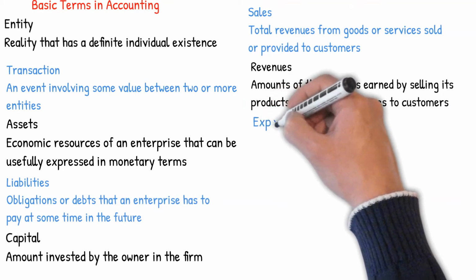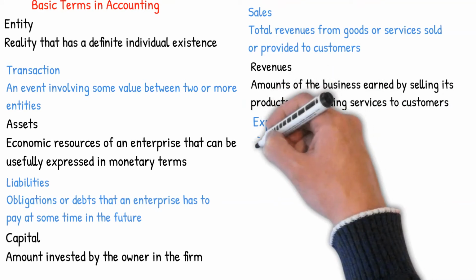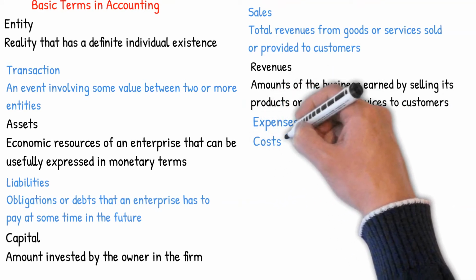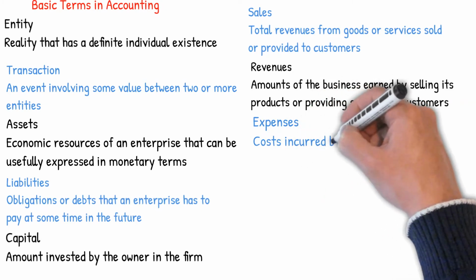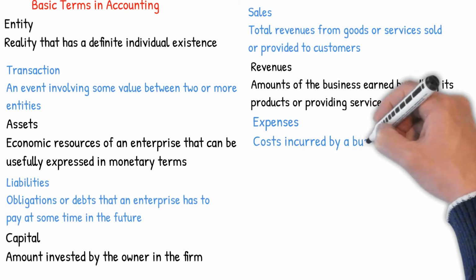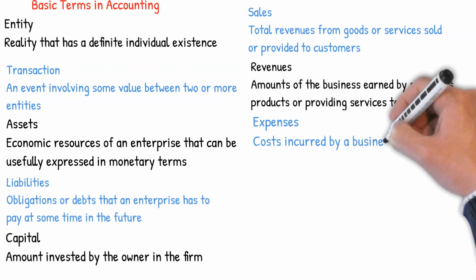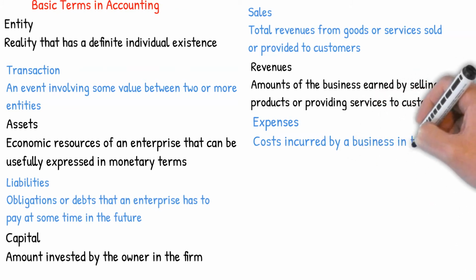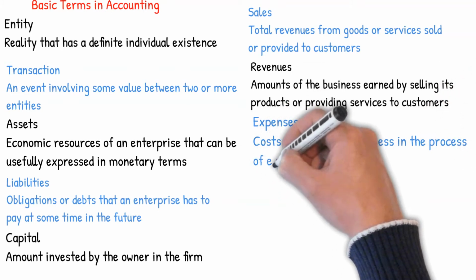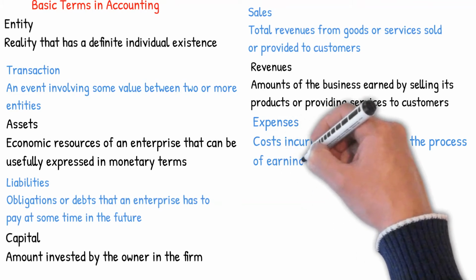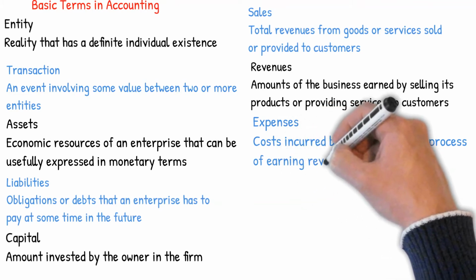Expenses. Costs incurred by the business in the process of earning revenue are known as expenses. Generally, expenses are measured by the cost of assets consumed or service used during an accounting period. Example, depreciation, rent, wages, salaries, interest, electricity, water, etc.